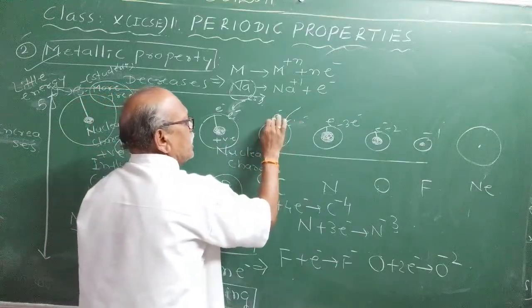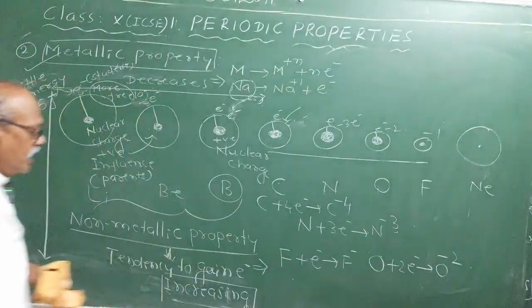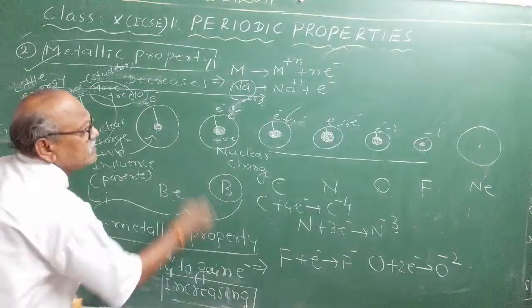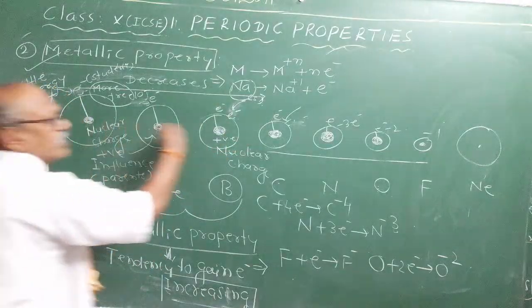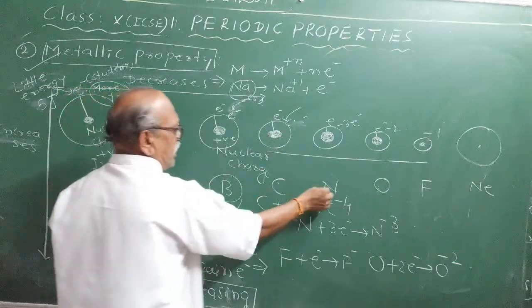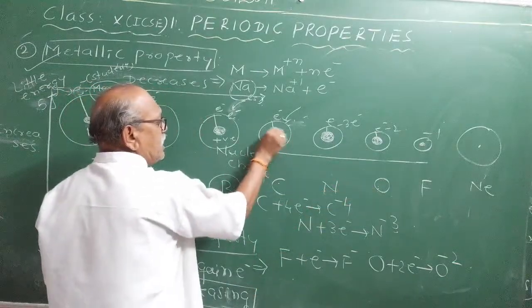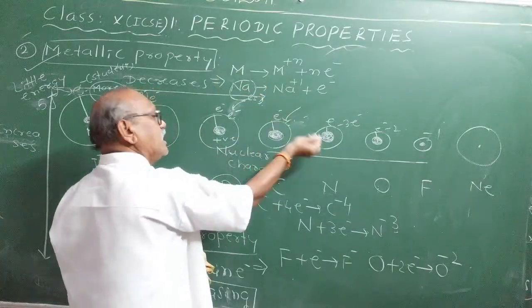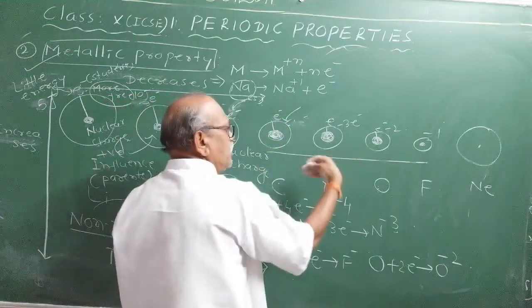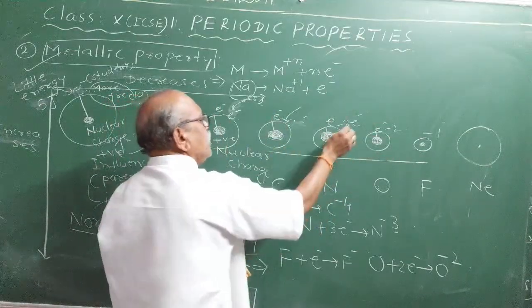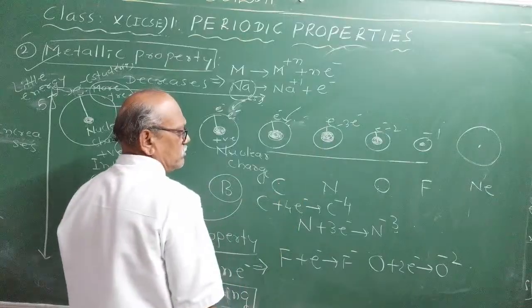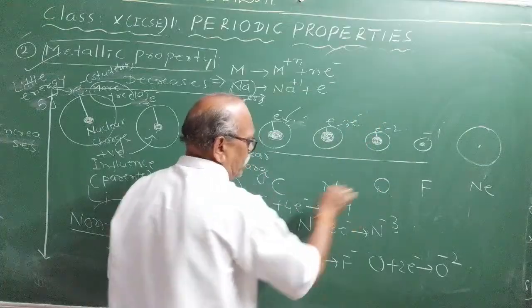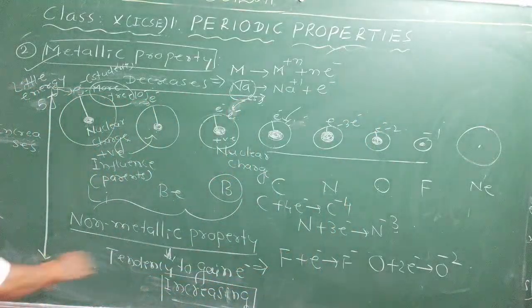And therefore they cannot be lost easily. And if you see non-metallic property, the tendency to gain electron, it is increasing along the period. Why? As you move further, to carbon, nitrogen, oxygen, fluorine, due to the increased nuclear charge and decreased atomic size, the nucleus can hold an extra electron. If the electron is donated by some other element, they have the ability to hold the electron. So therefore, this tendency to gain electron is called a non-metallic property. Therefore, non-metallic property is increasing along the period.